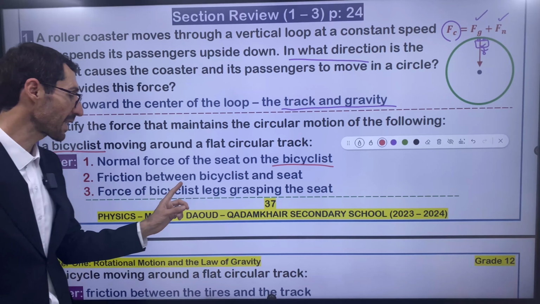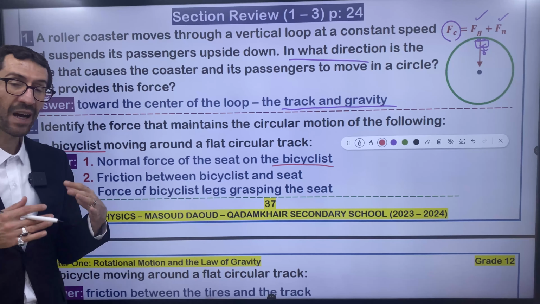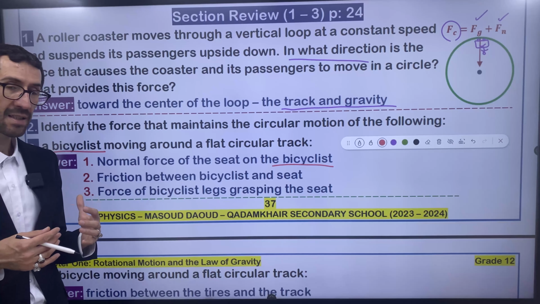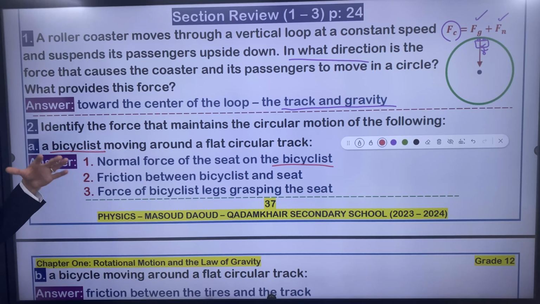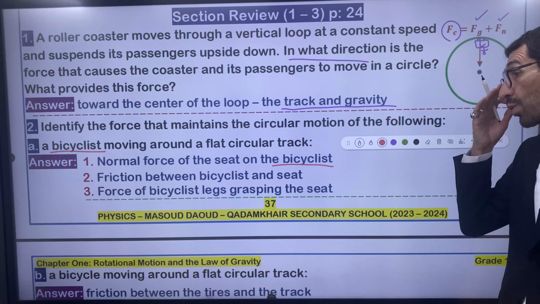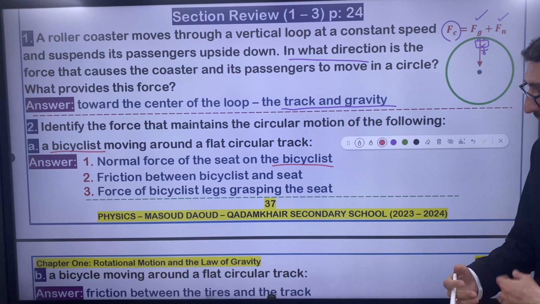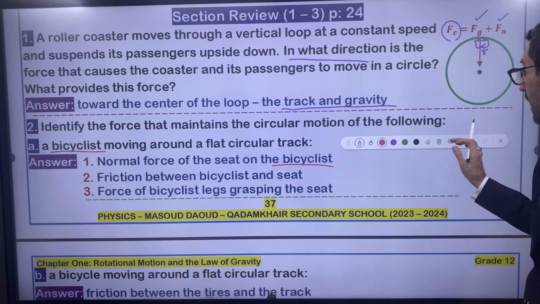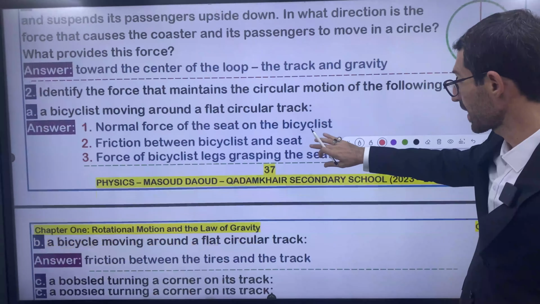Number 3, force of the bicyclist's legs grasping the seat. The force of the bicyclist's thighs, let's say. The thighs of a bicyclist actually grab the seat, grab the saddle. That's why the collection of these forces can form a convenient centripetal force to keep the bicyclist on a circular track without any problem. Let's move on to the same question, part B, the second part of this question.